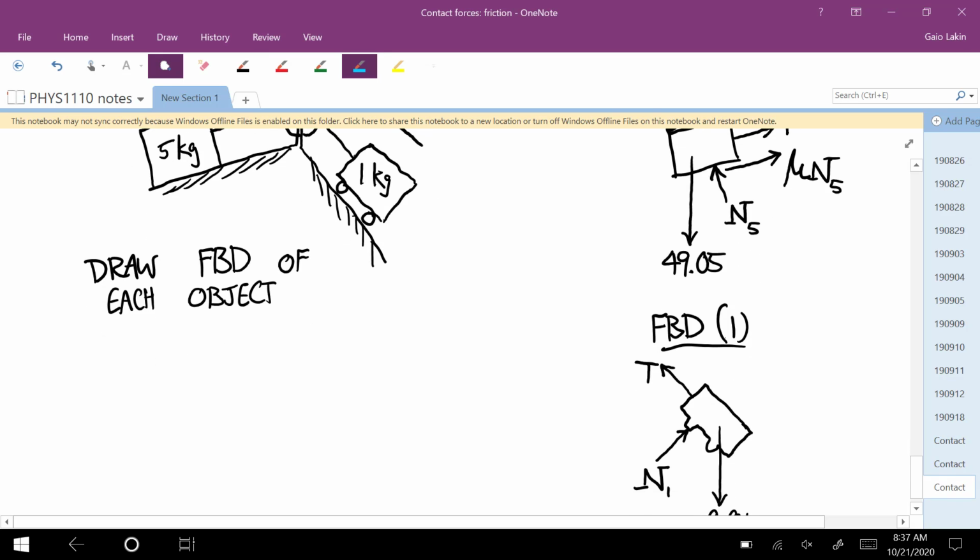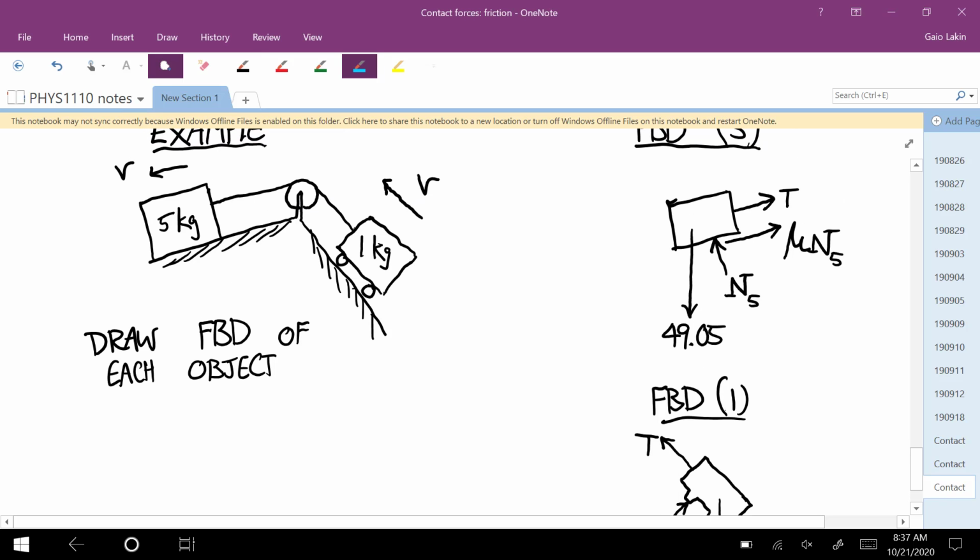And now we have free body diagrams for each of these two objects. If I had given a coefficient of friction for the 5 kilogram box, you could substitute it in for mu there. Okay, so that's it. All the rules for drawing free body diagrams for objects that have kinetic friction forces applied.